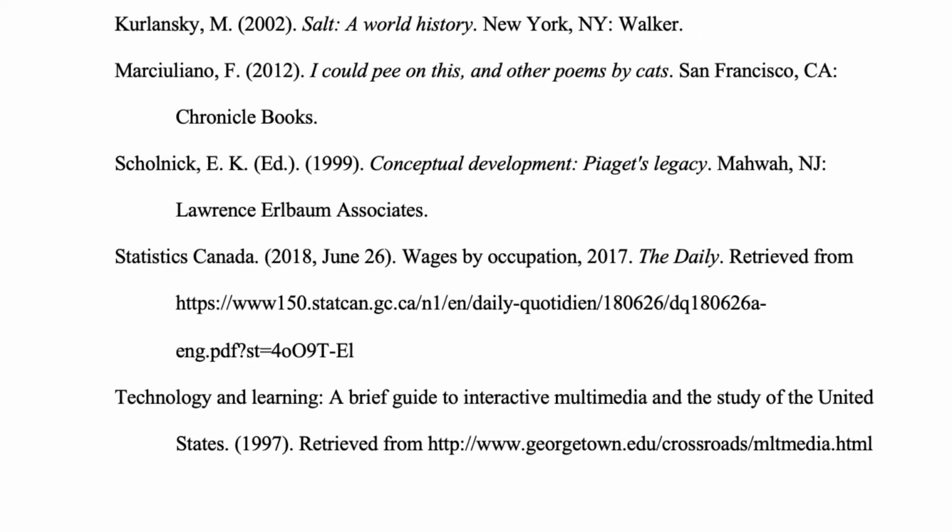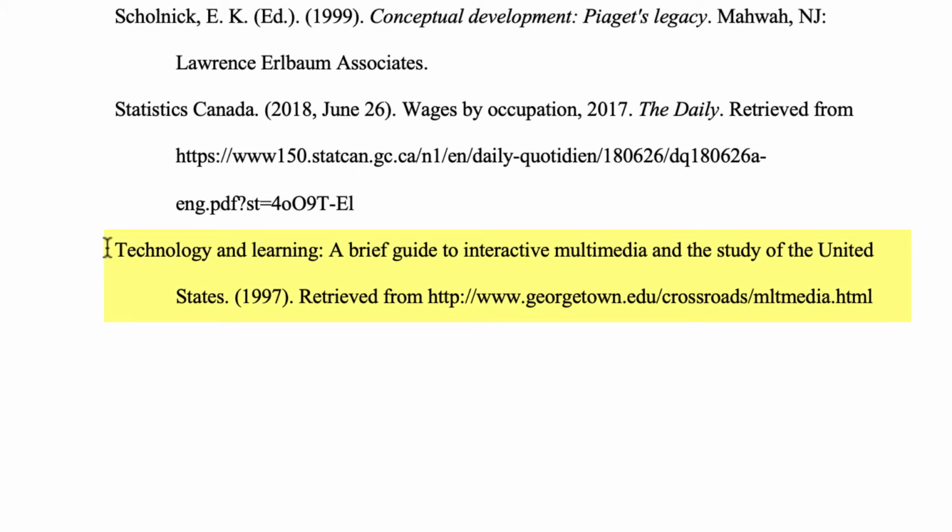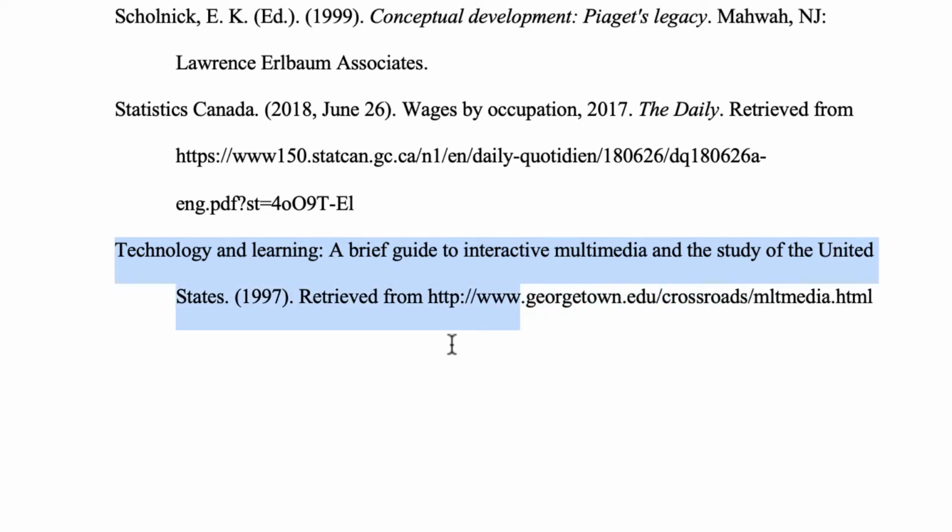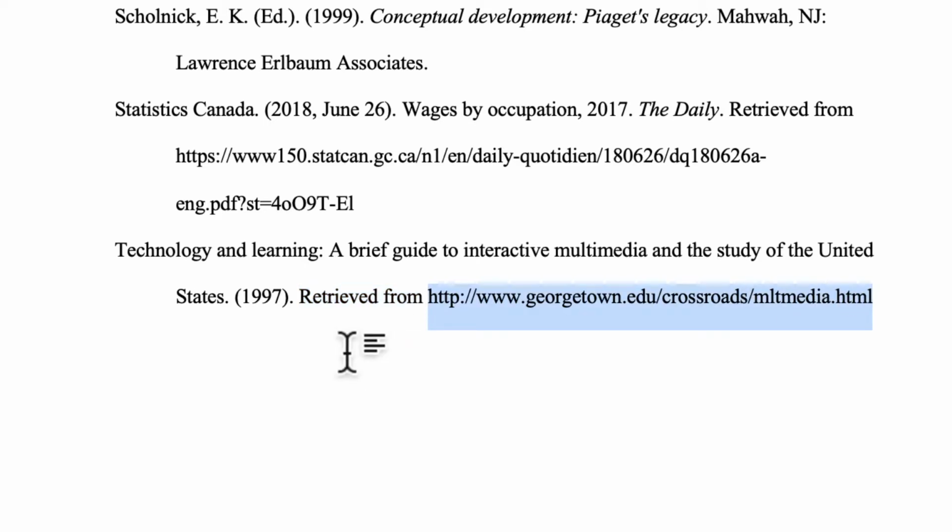Then we'll go down to the last item in the reference list. And this one, we just have a title. This whole thing here is the title of an article. So there's no author and there's no organization. We just put it like this. We do it in sentence case and we don't italicize it. Then we have the year. And we just say retrieved from, again, no colon after from, and we paste in the URL.